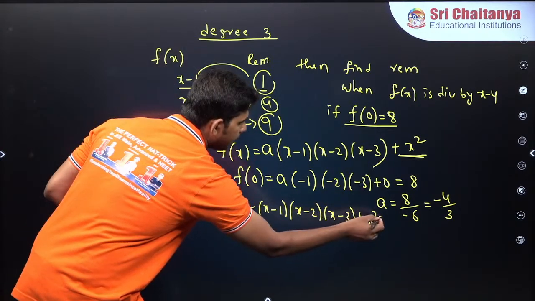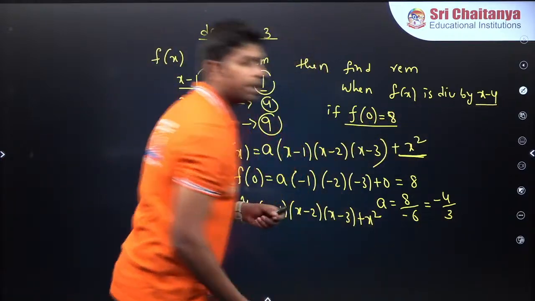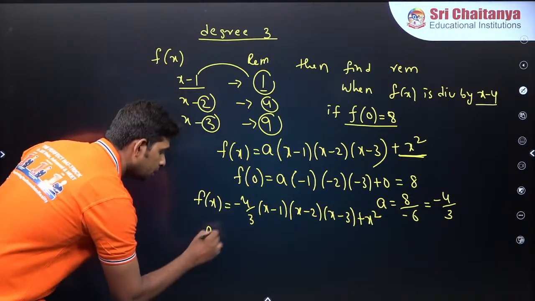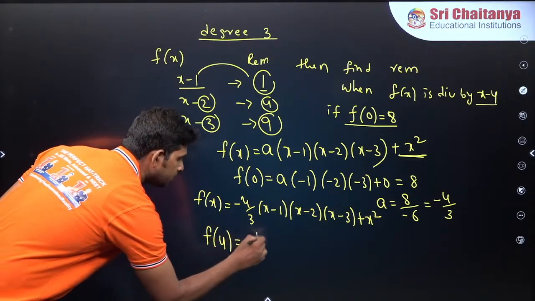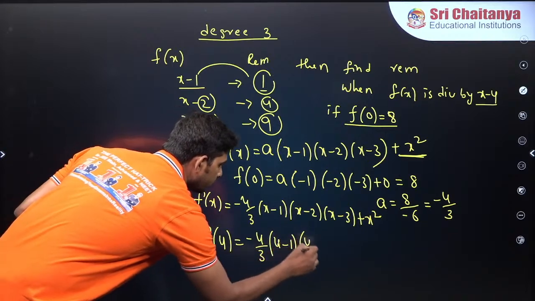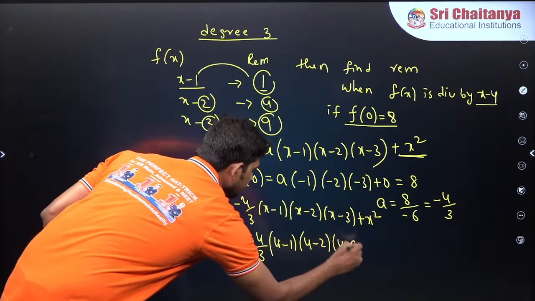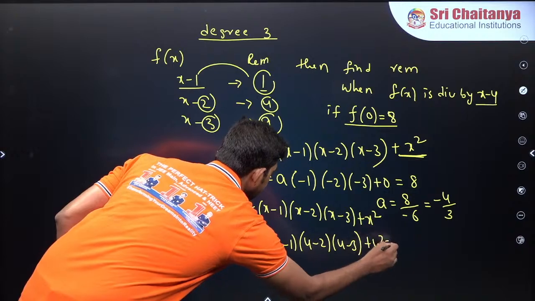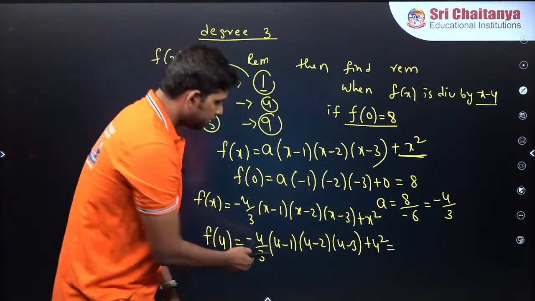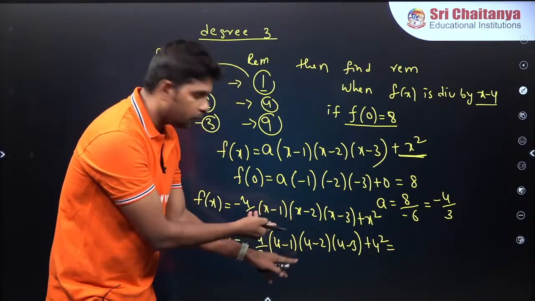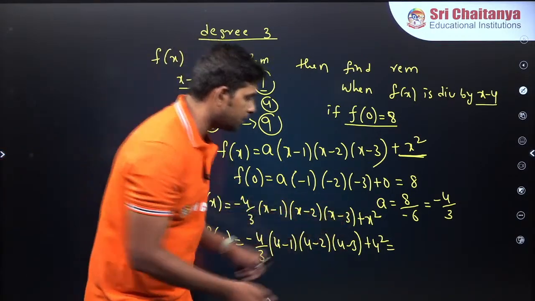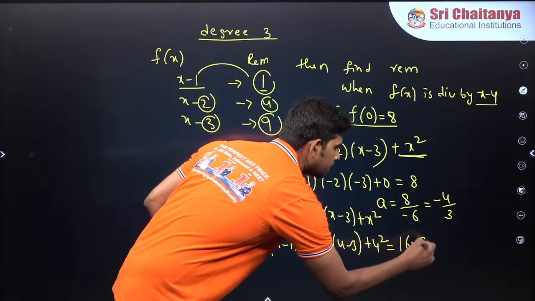We just have to plug in the value, since we are dividing by x minus 4. When dividing by x minus 4, the remainder is f of 4. So substitute 4: minus 4 by 3 into 4 minus 1, 4 minus 2, 4 minus 3, and then 4 square. 4 square is 16, 3 gets cancelled, and 2 into 4 gives minus 8. 16 minus 8 gives us 8.